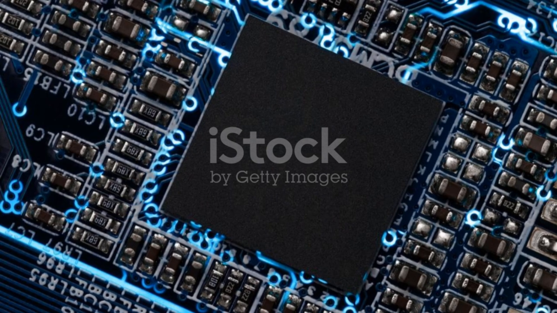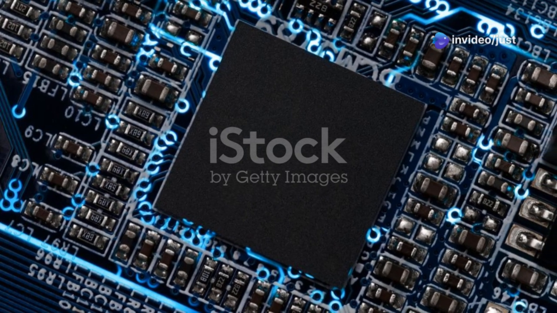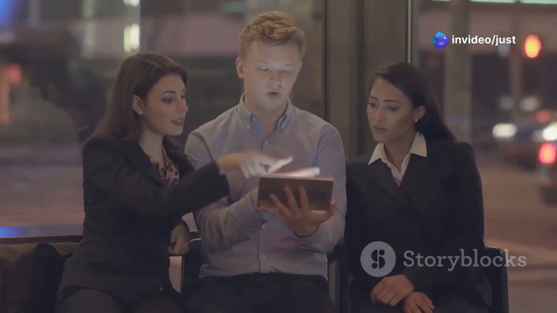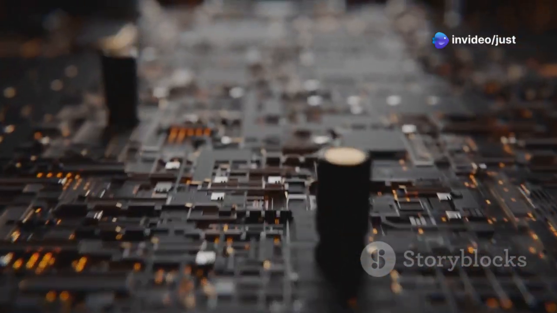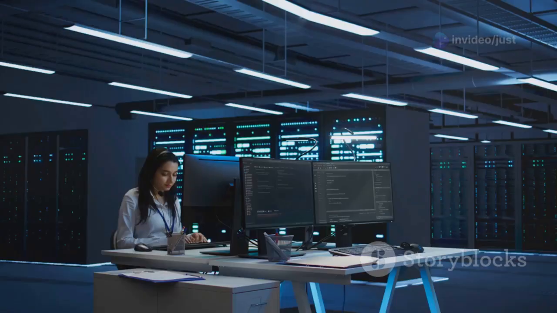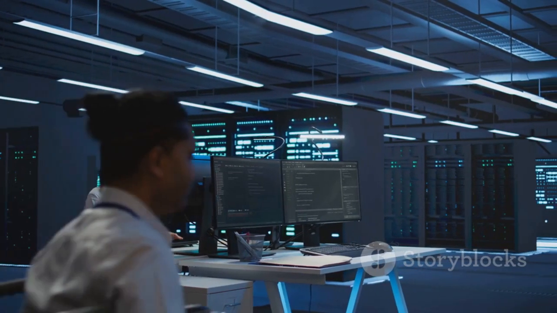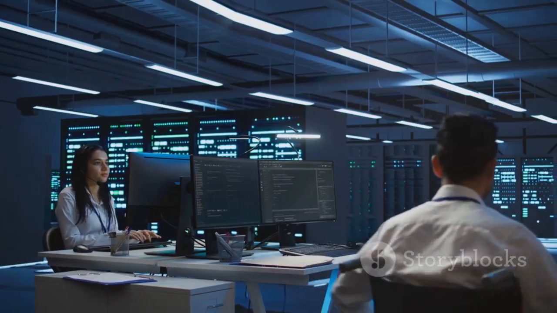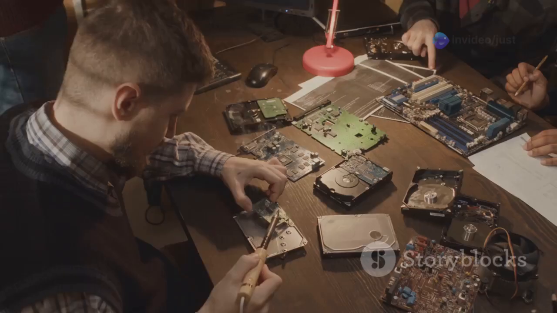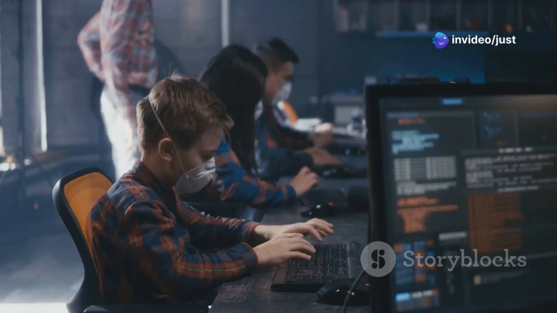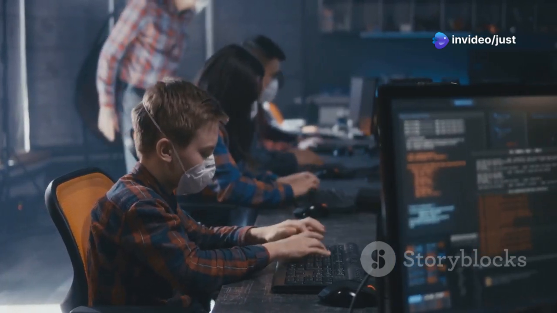And there you have it. Our whirlwind tour of microprocessors from A to Z is complete. We've covered a lot of ground today, from the basics of architecture and clock speeds to more advanced concepts like virtualization and quantum computing. I hope you found this guide helpful, whether you're a seasoned tech enthusiast or just starting your journey into the world of microprocessors.